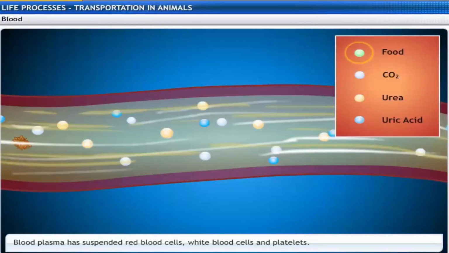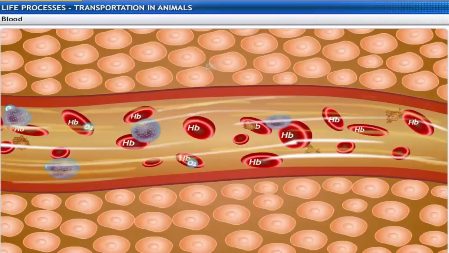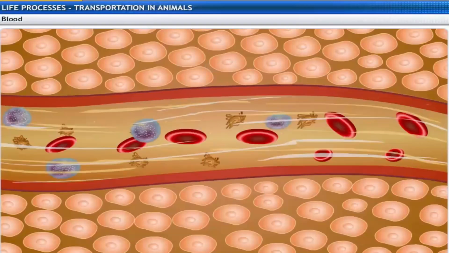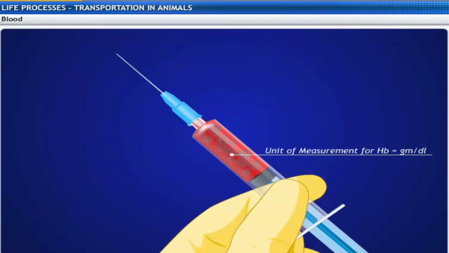Plasma transports food, carbon dioxide, and nitrogenous wastes in dissolved form throughout the body. Oxygen is delivered to the tissues by a pigment called haemoglobin that is present in red blood cells. The unit of measurement for haemoglobin is gram per deciliter of whole blood.